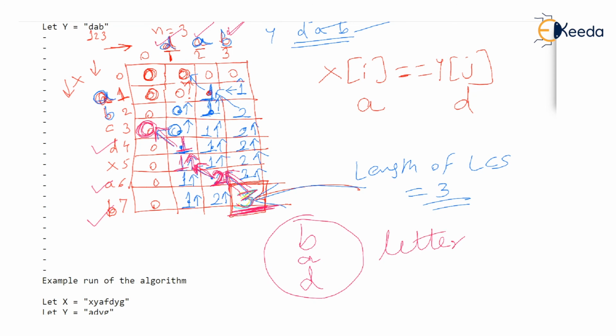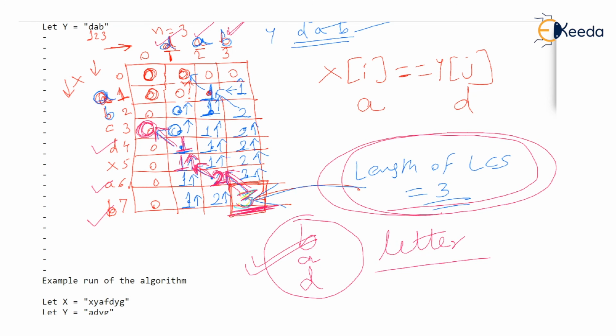But let me tell you, most of the time we are not interested in the letters, we are interested in the length. What is the length of the longest common subsequence? And the length is given by the cornermost element. I hope you have understood how the algorithm runs.